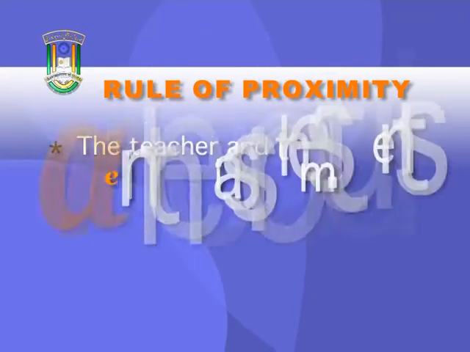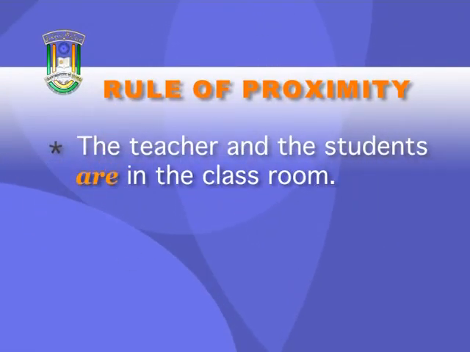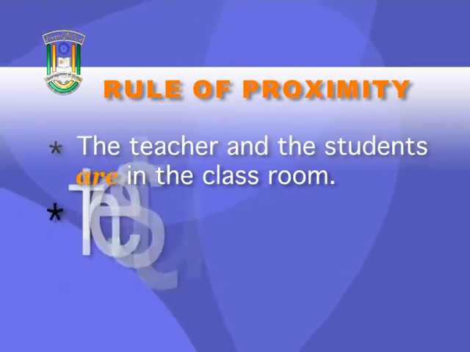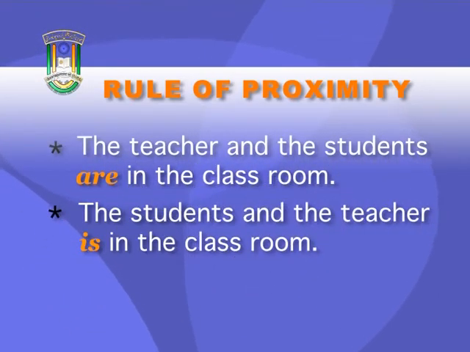Let us look at some more uses of the rule of proximity. The teacher and the students are in the classroom. And another sentence which reads, the students and the teacher is in the classroom. You see the same rule of proximity is being applied. Students is plural and the verb are agrees with students. In the second sentence, the word teacher is singular. It is third person singular. And you cannot say are. It is wrong to say the students and the teacher are in the classroom. It would be wrong. You will instead have to say the students and the teacher is in the classroom.